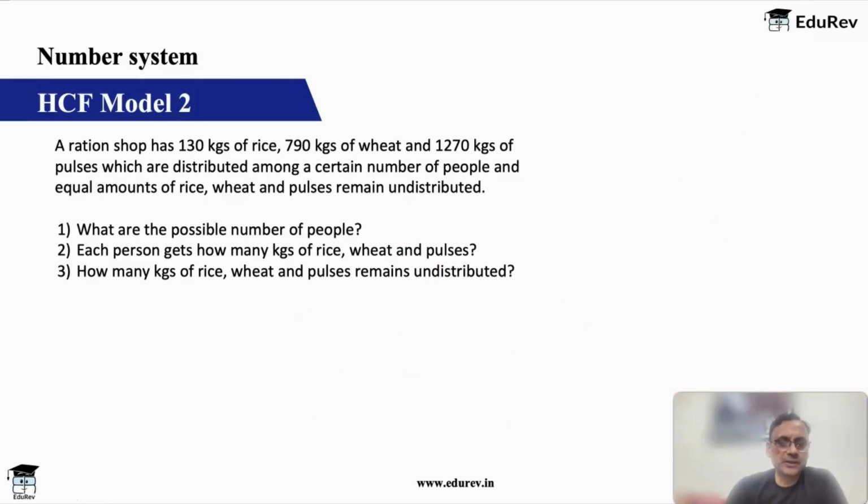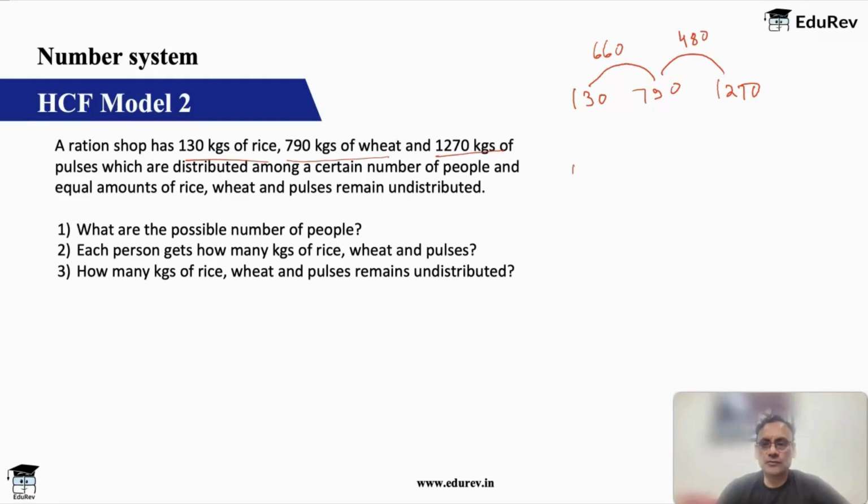A ration shop has 130 kg of rice, 790 kg of wheat, 1270 kgs of pulses which are being distributed among a certain number of people, and equal amounts of rice, wheat and pulses remain undistributed. Equal amounts, that tells you it is HCF model 2. So my dividends are 130, 790 and 1270. I hope you remember we said just subtract D2 minus D1 and D3 minus D2. You don't have to do all three. So 790 minus 130 gives you 660, and 1270 minus 790 is 480.